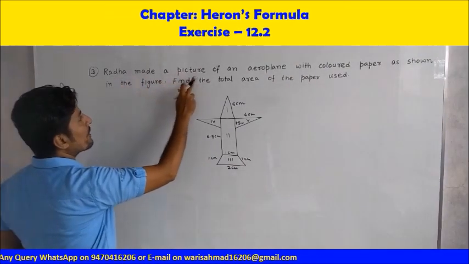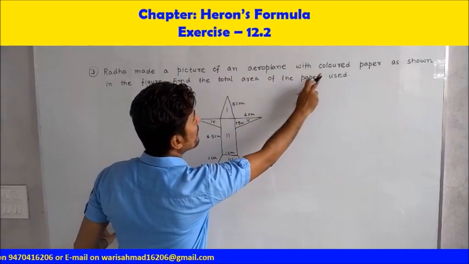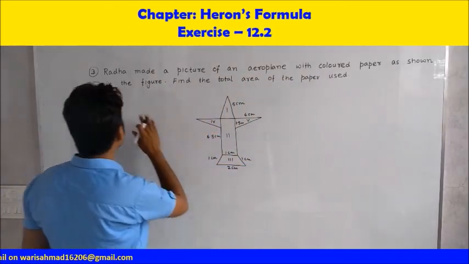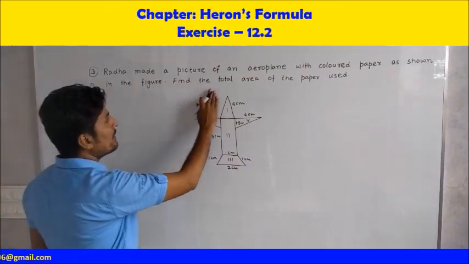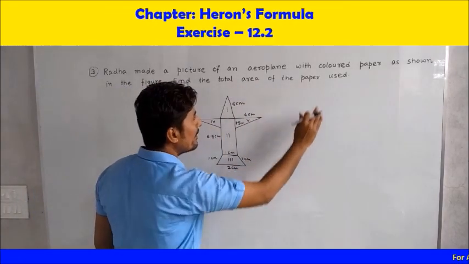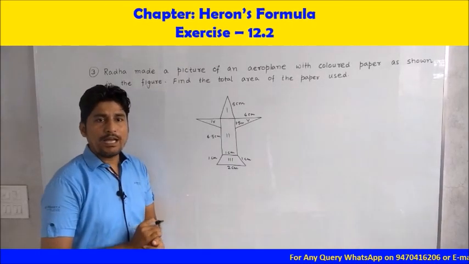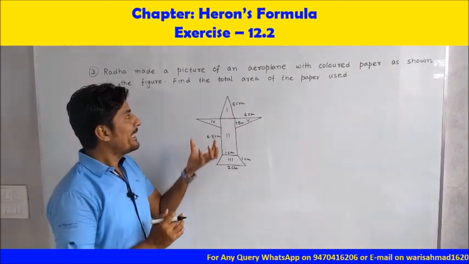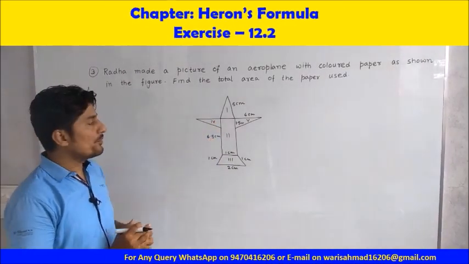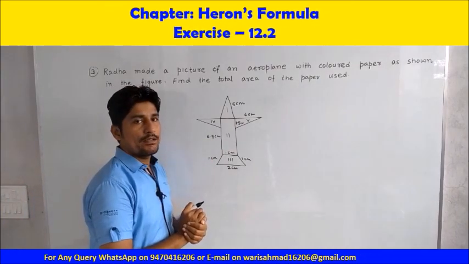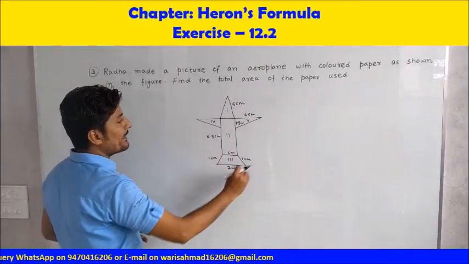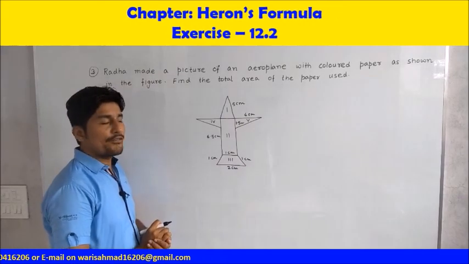Radha made a picture of an aeroplane with colored paper as shown in the figure. Find the total area of the paper used. So this is the picture made by Radha, and we have to find out the area of the paper used to make this aeroplane. This aeroplane is divided into 5 different parts.